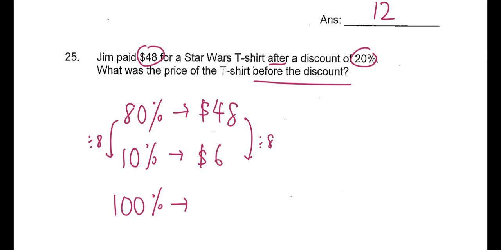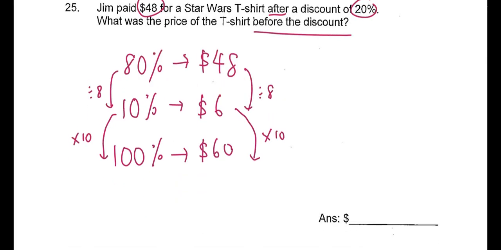Now, from 10%, how did it become 100%? I multiplied by 10 times. For that, I will also have to multiply this side by 10 times. So this price will be $60. This is easier to divide rather than finding 1%. So don't find 1% because it's tougher. Instead, I find 10% and then multiply 10 times to get 100%. Okay, 25 is done. Let's go to 26.